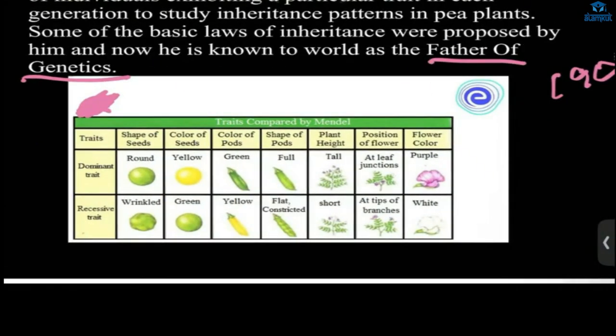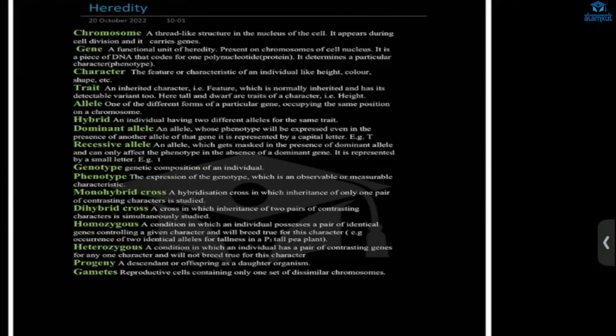What did he do? He selected seven traits. First thing, let's do the important terms.